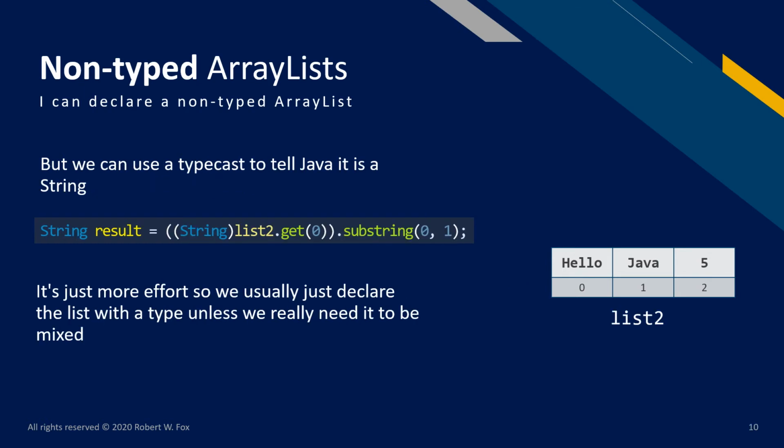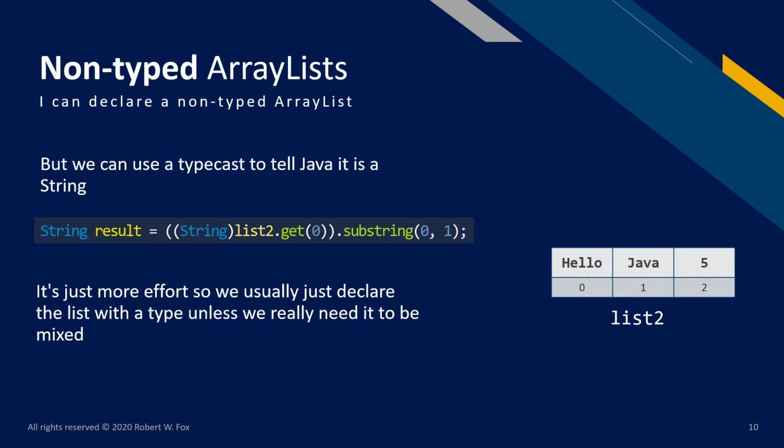It is possible to get this code to work, but we're going to have to put in a little bit more effort. So remember that Java doesn't know list2.getZero is a string. So what I've got here is a typecast. I know it's a string, I know it's the word hello, and what I've done is typecast it to a string to tell Java, yes, it's a string, and by doing that, Java then becomes happy with my substring and everything works. So I can make it work, but it's more effort.